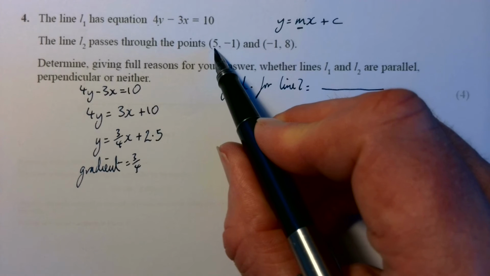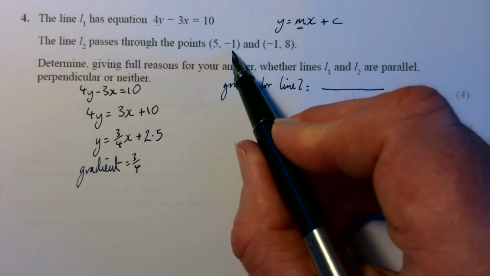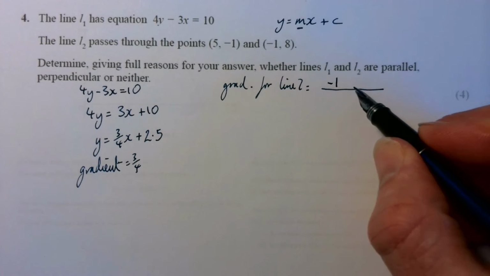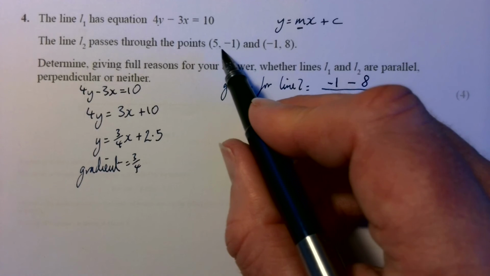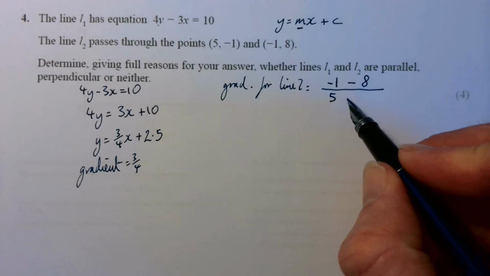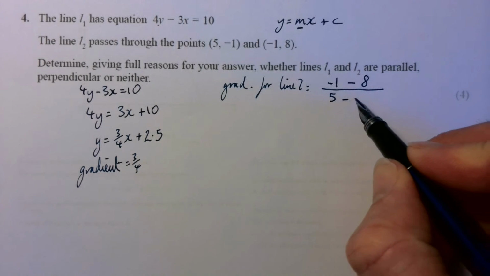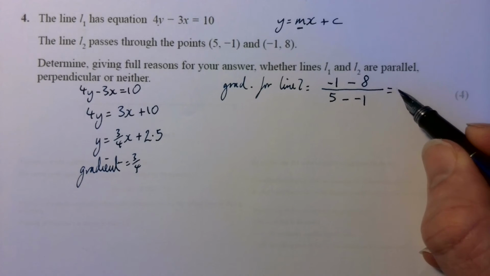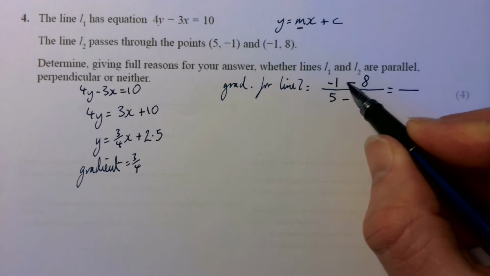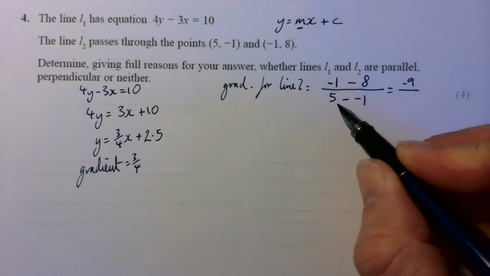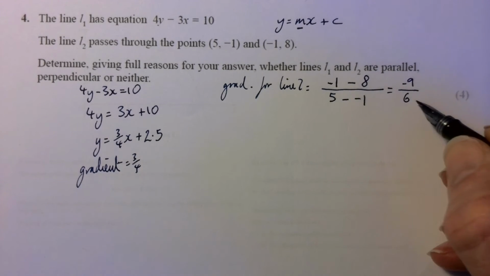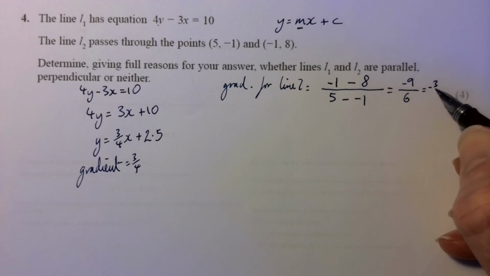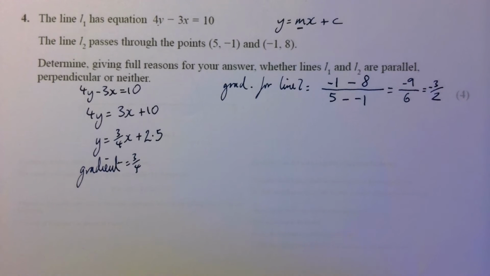So if I take the first point, I've got -1 there, and I'm taking from that 8. And then if I've got the 5 and I'm taking from that -1, what's that giving me? -9, and that's adding, isn't it, when we take a negative? So that'll give me 6. So that is -3/2.